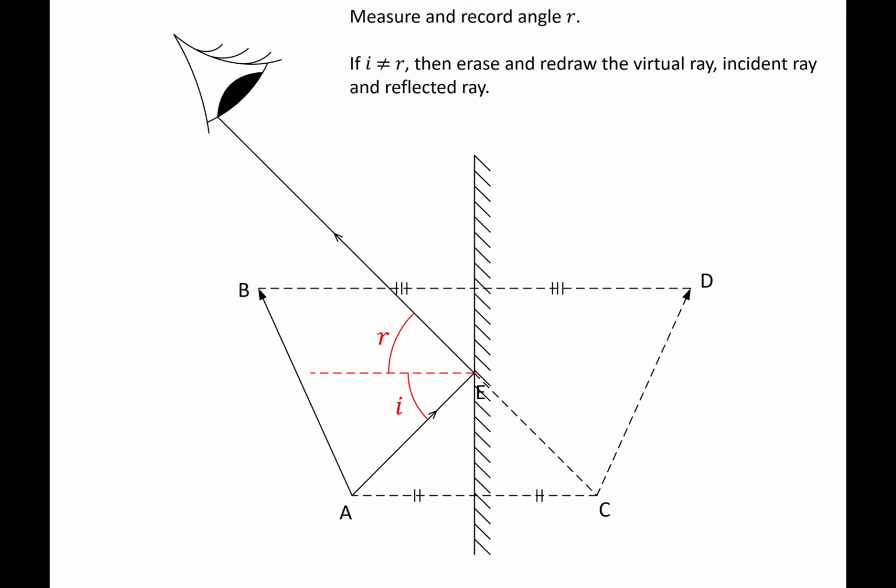you basically have to erase this incident and this reflected ray and the dotted line and redraw the virtual ray, incident ray, and the reflected ray all over again. And if they are equal, proceed on to the next part of the drawing which you have to draw.